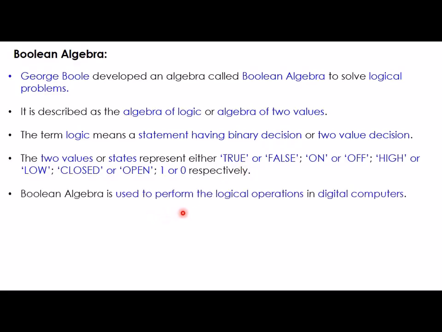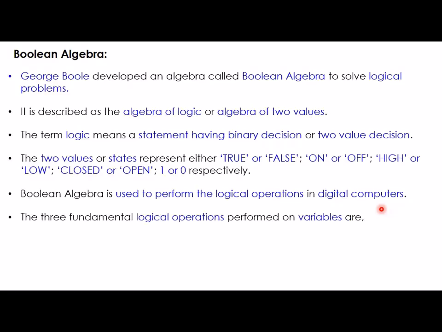Now Boolean algebra is used to perform the logical operations in digital computers. After feeding those binary numbers, which are the conversion of decimal numbers, as information to the computer, that computer needs to process that information for certain applications, as instructed by us, the human beings. And basically there are three logical operations which a digital computer performs in the binary number system, or on binary numbers, to get the processed output.